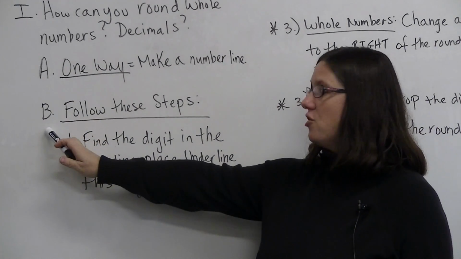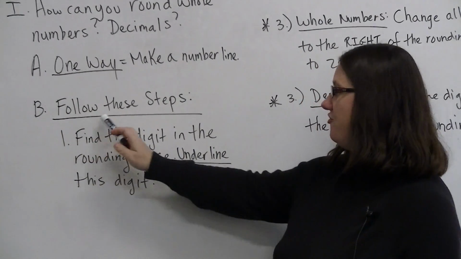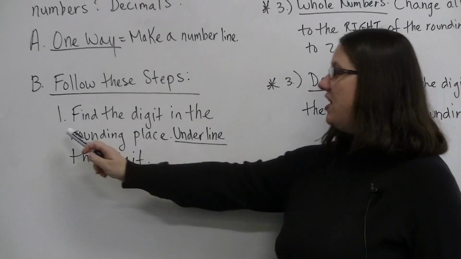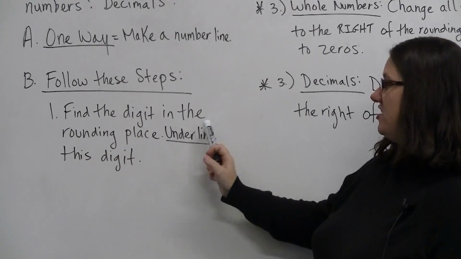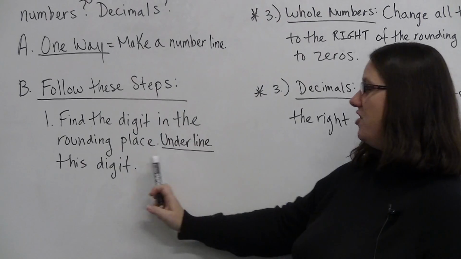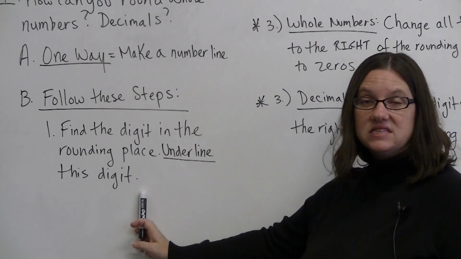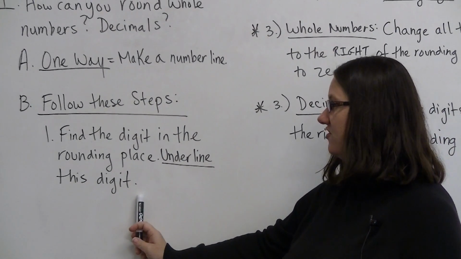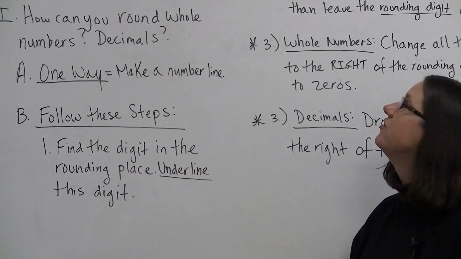Now B, another way, your other examples, is to follow these steps. Step number 1 is to find the digit in the rounding place and underline this digit. That is the same for whole numbers and decimals. So get step 1 in your notes.